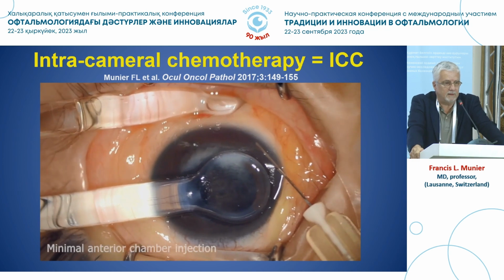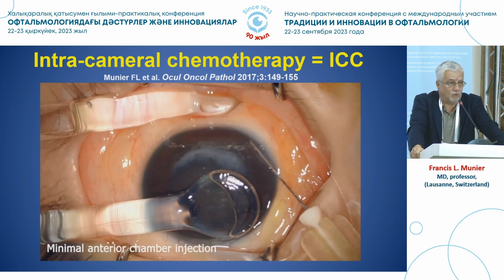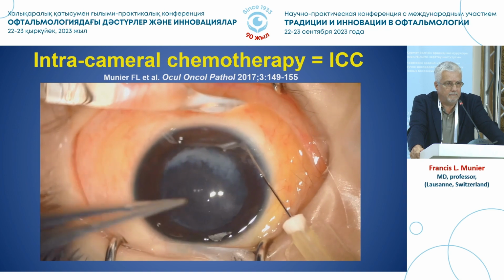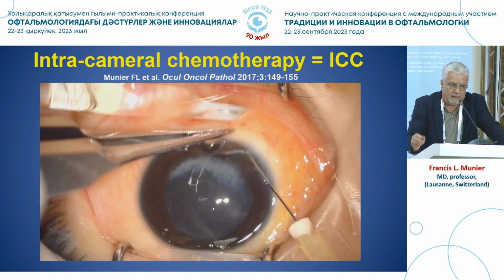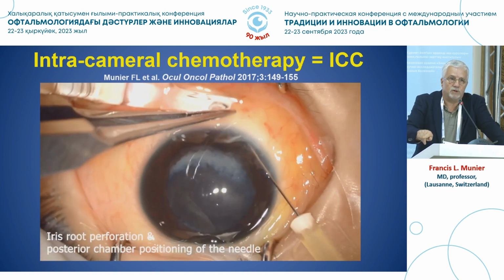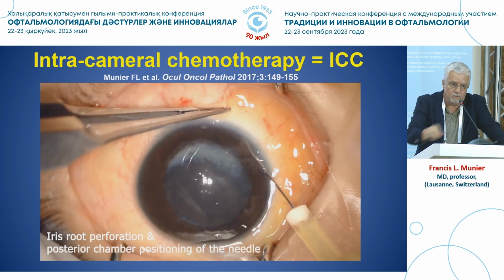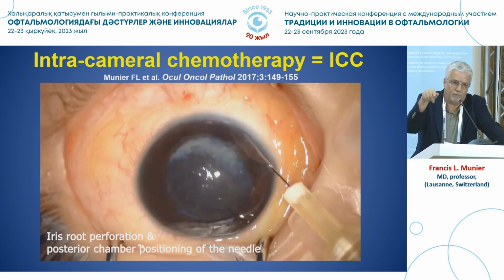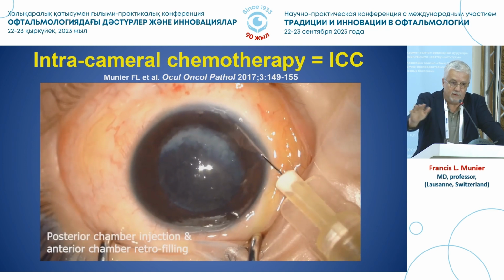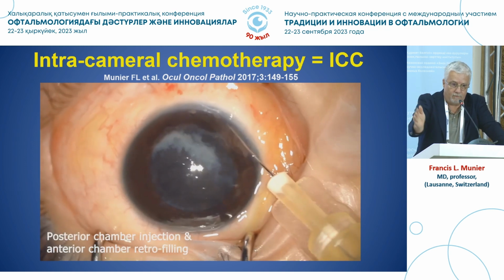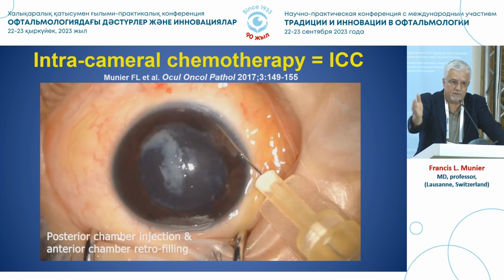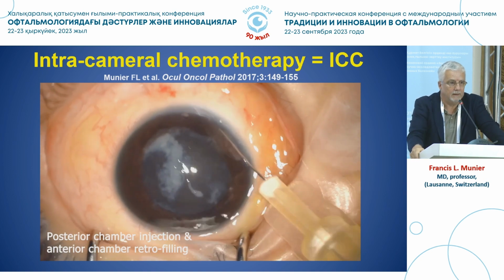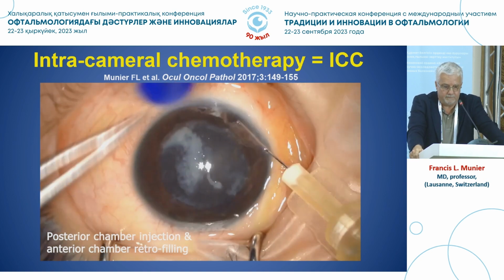You replace it by the drug melphalan or topotecan, and you have to inject in the posterior chamber. So you will see we perforate the roof of the iris and inject from the posterior chamber, and you see a lot of cells coming from the posterior chamber into the anterior chamber.